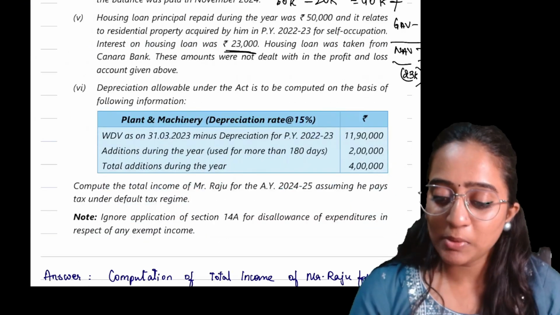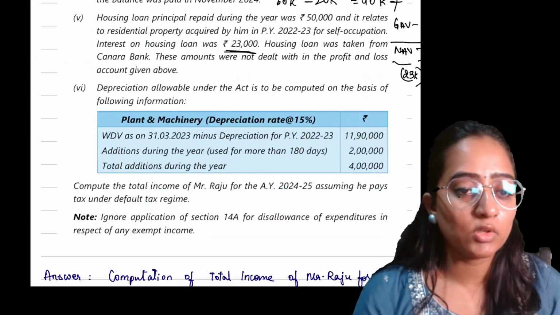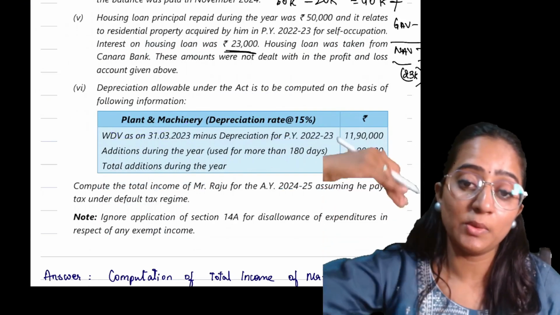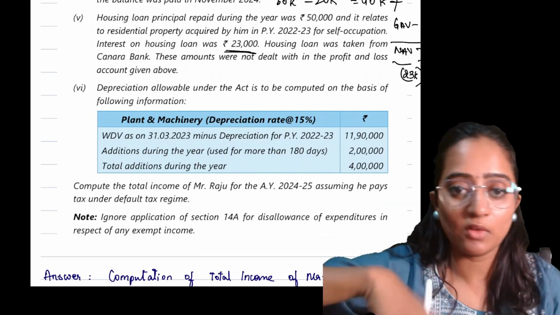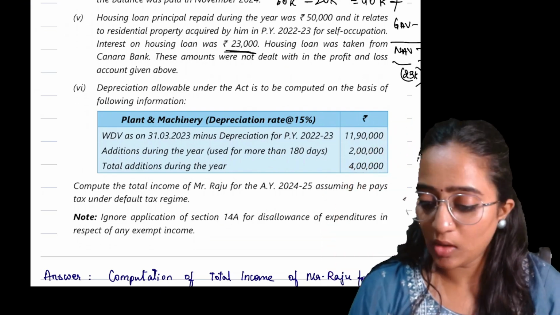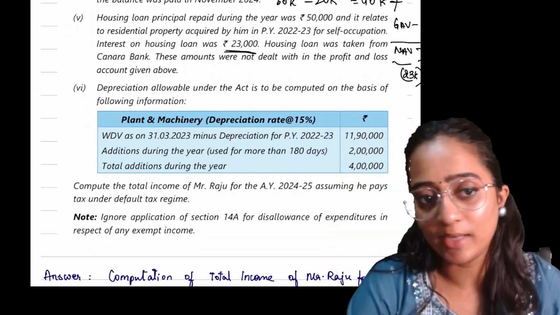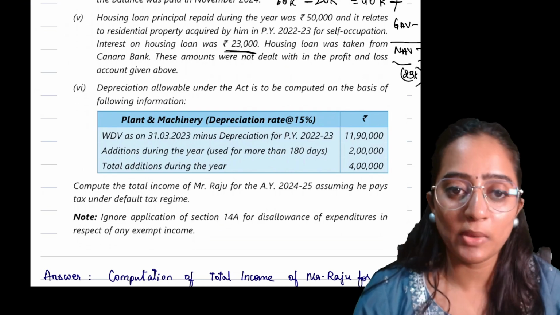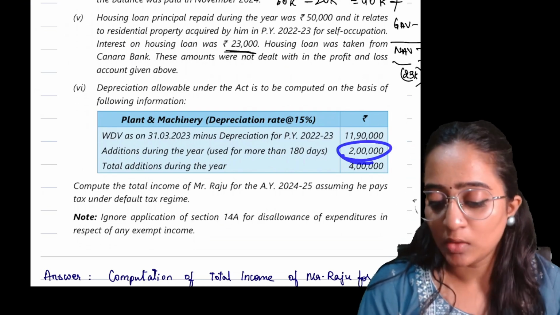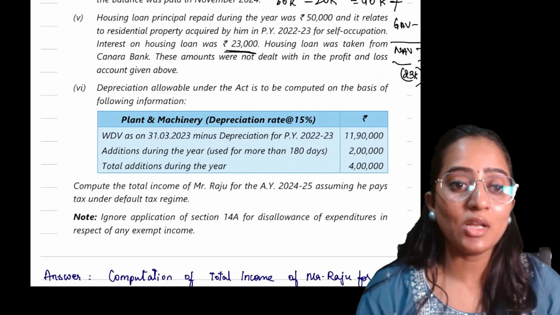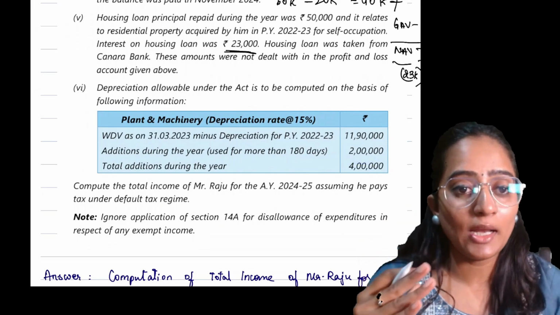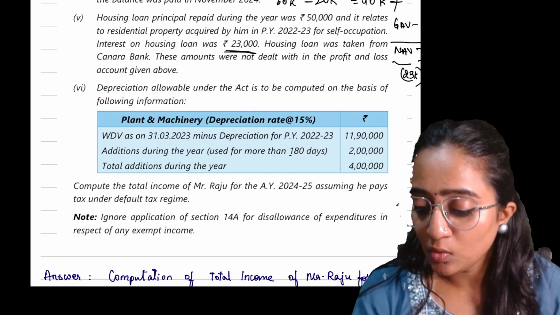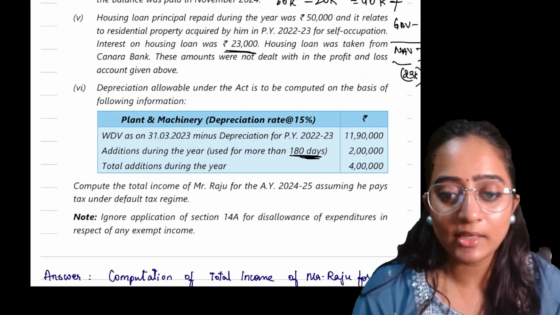Clear? Now, depreciation allowable under this Act is computed on the following basis. Opening WDV, after considering the depreciation of the preceding financial year, last year's depreciation you have considered. Opening WDV you have is 11,90,000. Additions made during the period: total additions made are 4 lakh. Out of this total addition, 2 lakh rupees is the addition made during the period that is used for a period of more than 180 days.